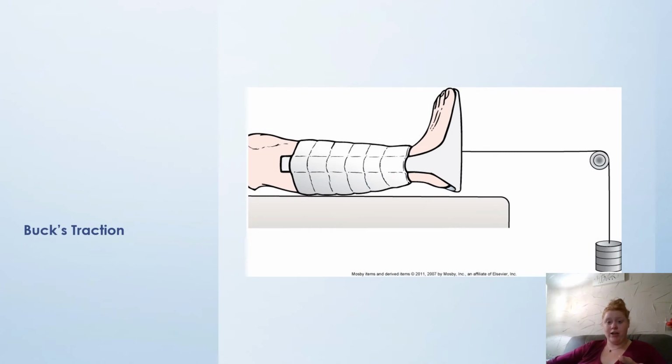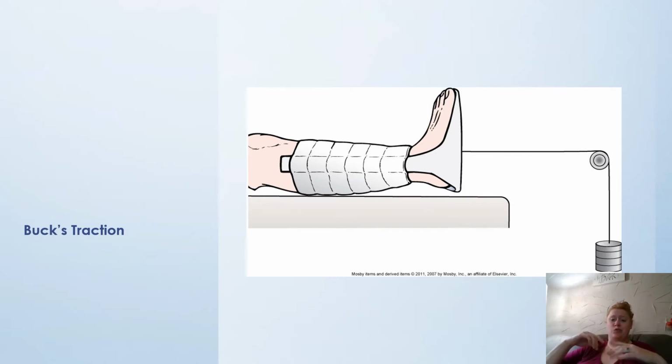This is what Buck's traction looks like. So it is that white thing on their calf, Velcro's on, and it's got like a boot that keeps their foot elevated so it doesn't have foot drop. And it is set up with a pulley system to weights. Big key thing: the weights should never rest on the ground. They need to be off the ground.